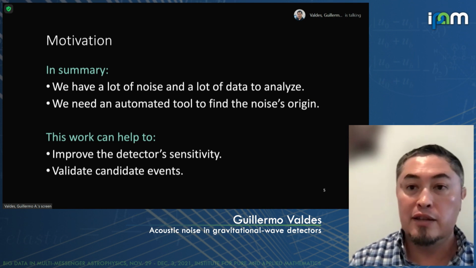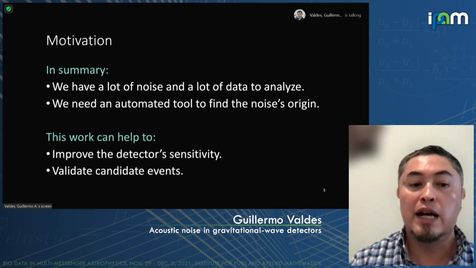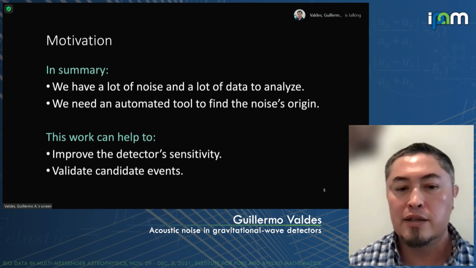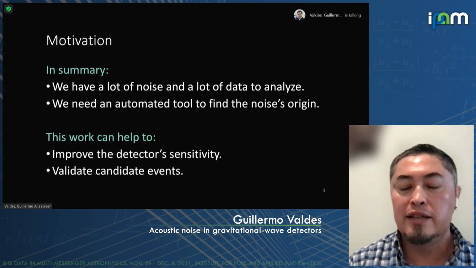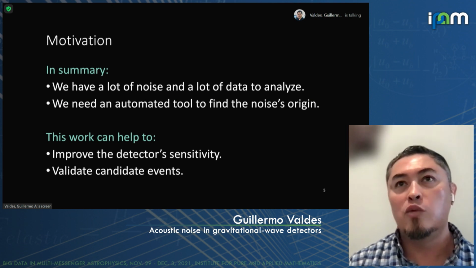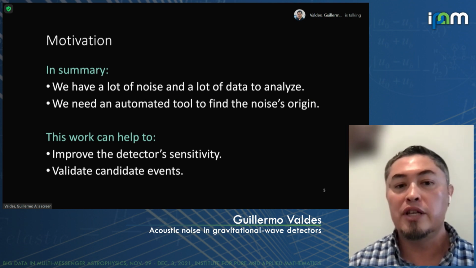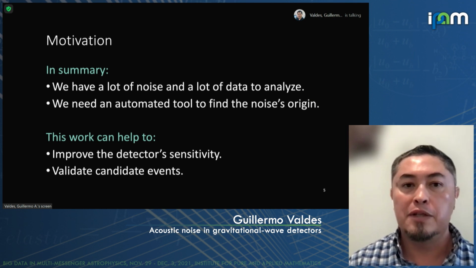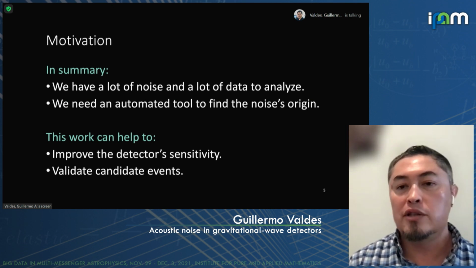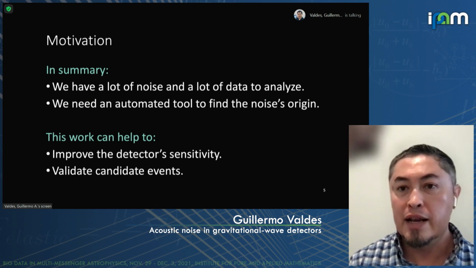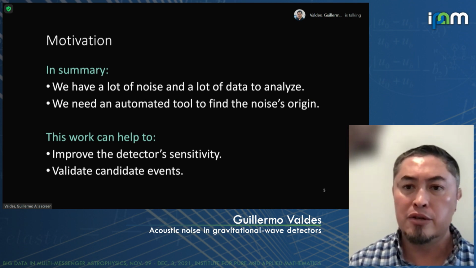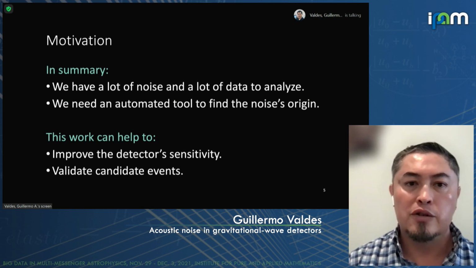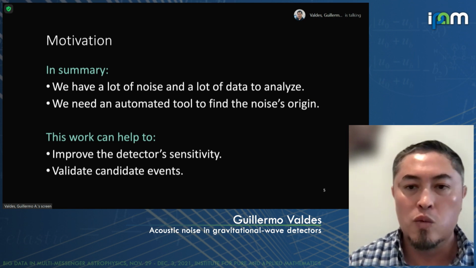So by looking at the origin of this noise, we can mitigate it, but we can also help with a task that we call validating the candidate events. That's when we have some events, some detections, and we call them candidates, and we want to validate them. So we want to support this task of seeing, is this noise? Can we remove it before we do the parameter analysis, the estimation of the parameters of these gravitational wave sources? So that's the motivation of this work, right?